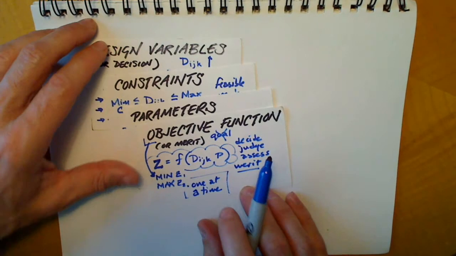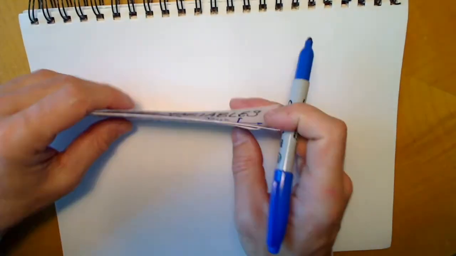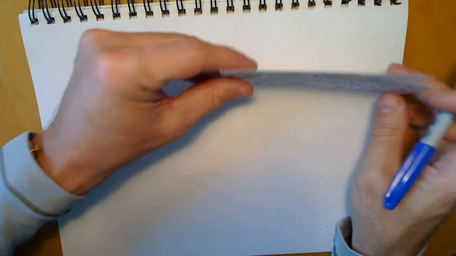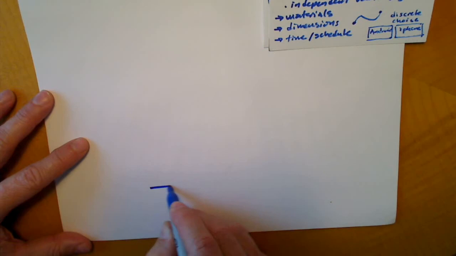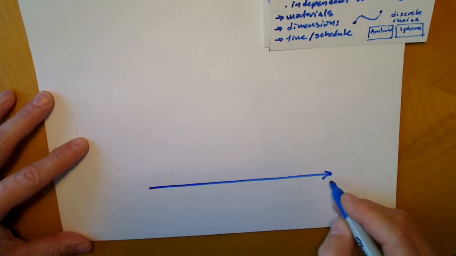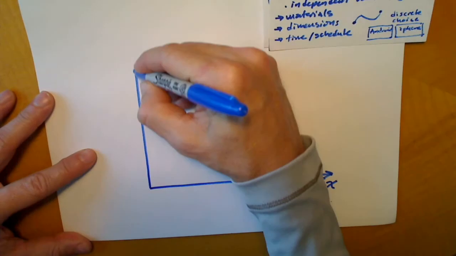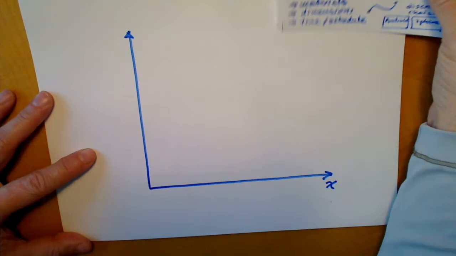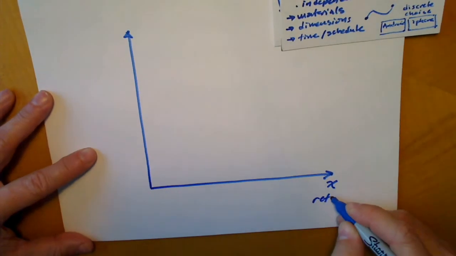So let's take a simple example that illustrates some of these. We said the design function is going to be the independent variable, and we typically draw the independent variable on the x-axis. So this is some choice that we make, and we might call this retention time.